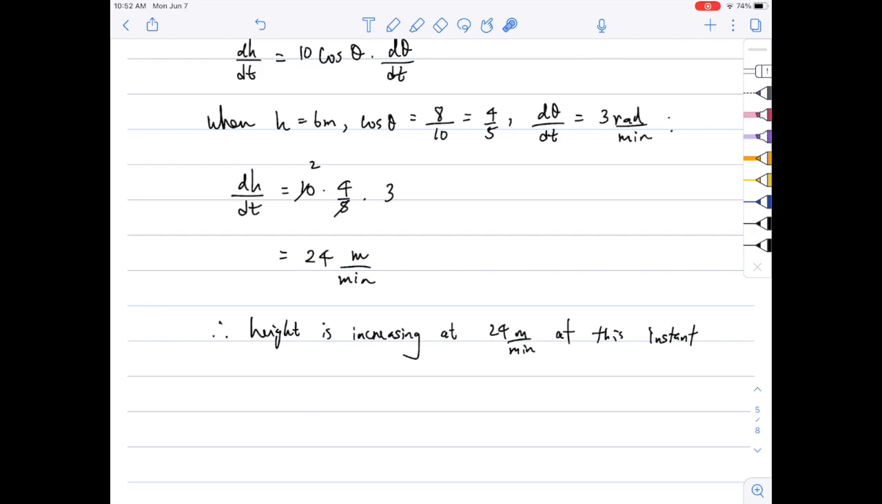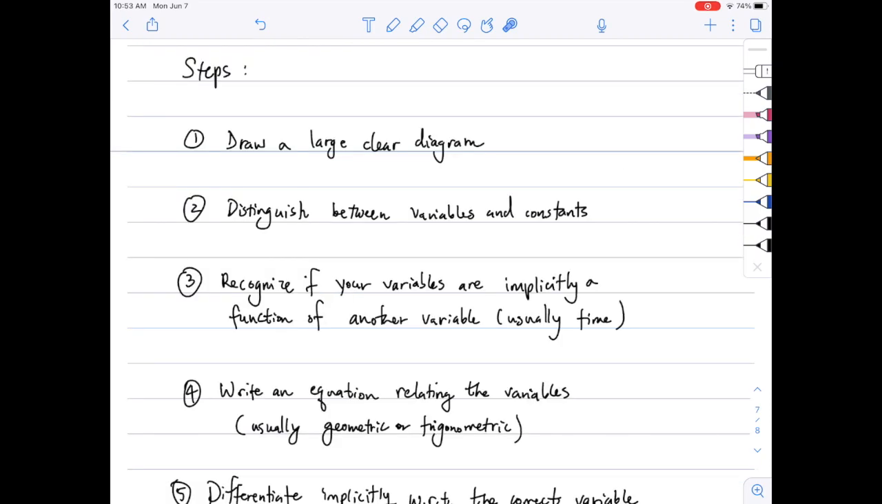Make sure to practice lots of questions with related rates. These problems can get tricky, and the only way you get good at them is by doing enough practice. So these are some steps. These are just general steps that you can use to help you solve related rates problems. If they're helpful, you can jot them down.